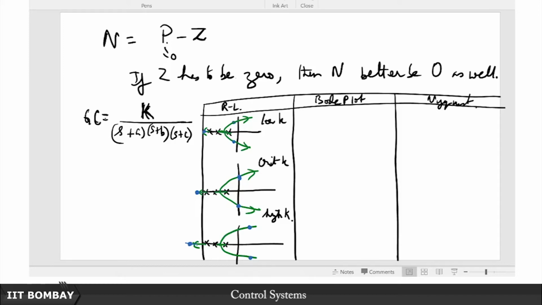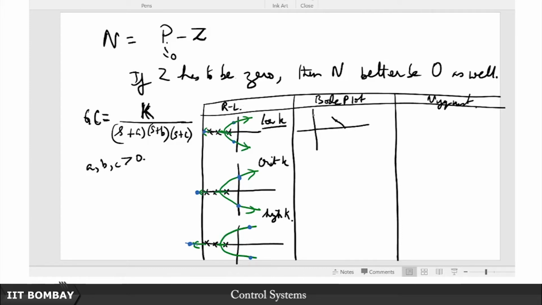Recall that in the previous lecture we drew the root locus of the system GC given by k upon (s plus a)(s plus b)(s plus c), where of course a, b and c are all positive real numbers. In the first case we choose some low value of gain k. Let us quickly sketch what the Bode plot is going to look like. Initially it has a low frequency asymptote that's flat, then it goes at minus 20 dB per decade, then probably increases to minus 40 dB per decade, and finally goes to minus 60 dB per decade, right. So let me sketch that.